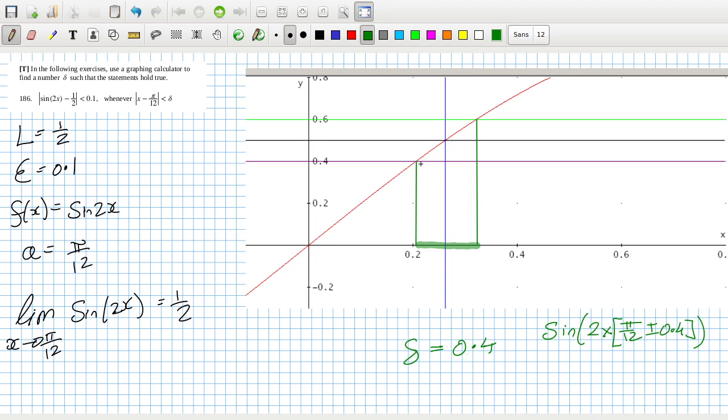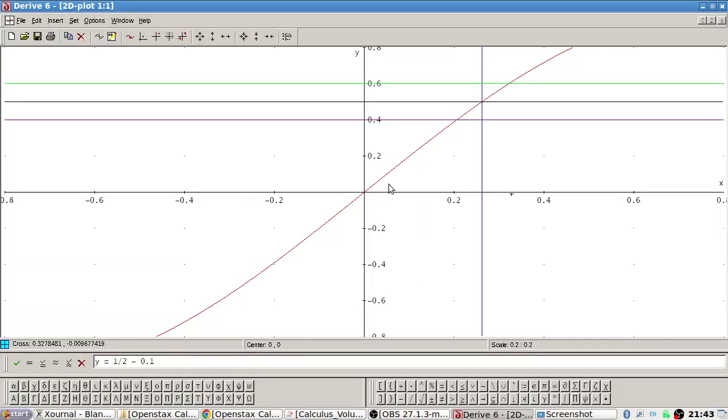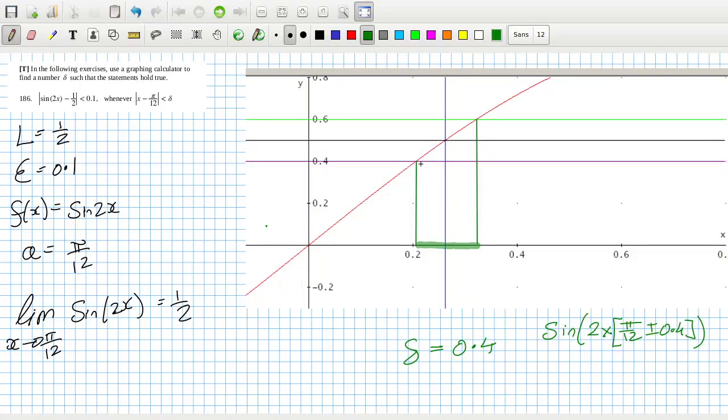Did I mean 0.04? I said 0.4, didn't I? That's 0.21. Yeah, 0.04, that's what I meant, sorry. 0.04. Okay, so that's 0.568 on the upper side. And then 0.429 at the lower side.